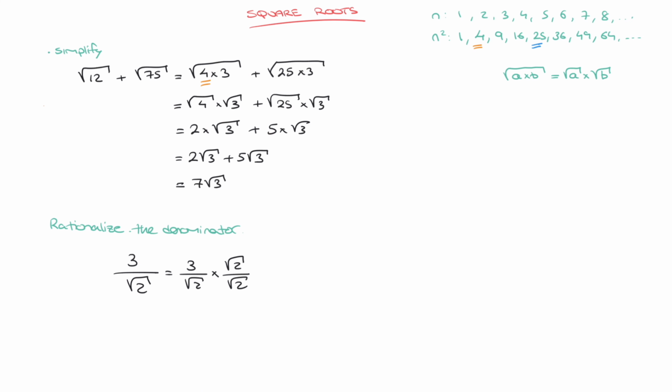When you multiply two fractions, the numerators multiply together. So at the top here, we'll have 3 root 2. And on the denominator, we have the square root of 2 times the square root of 2. But the square root of 2 times the square root of 2, well, that's just equal to 2. So we end up with 3 root 2 over 2. And that's the simplest scenario dealt with.